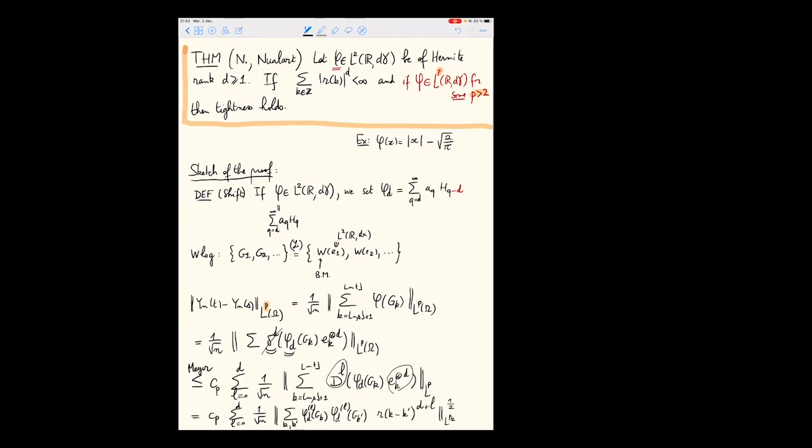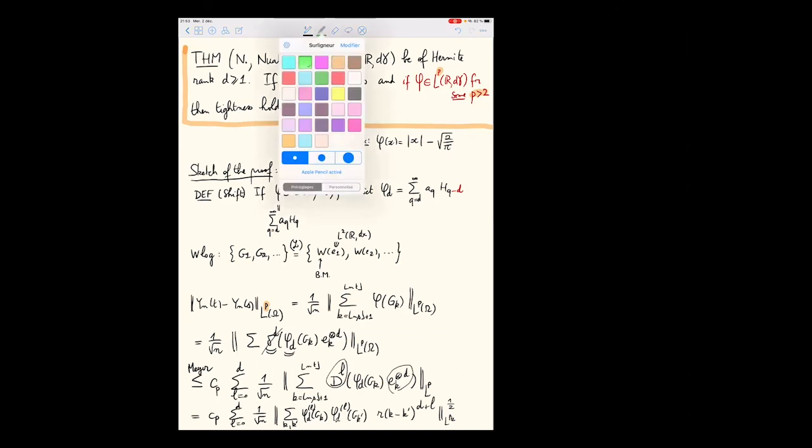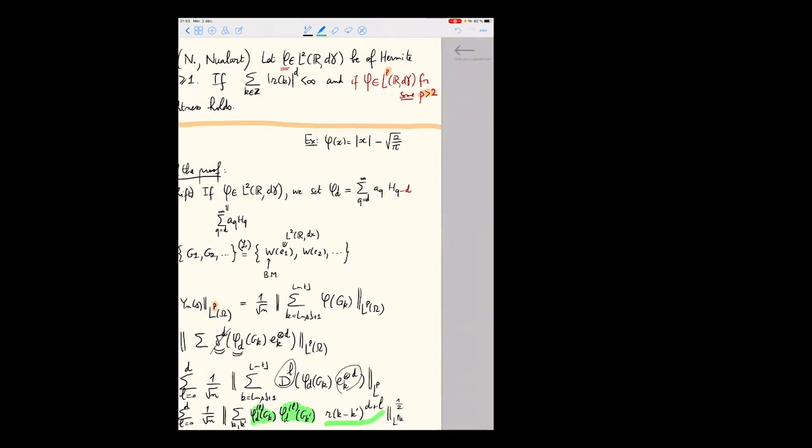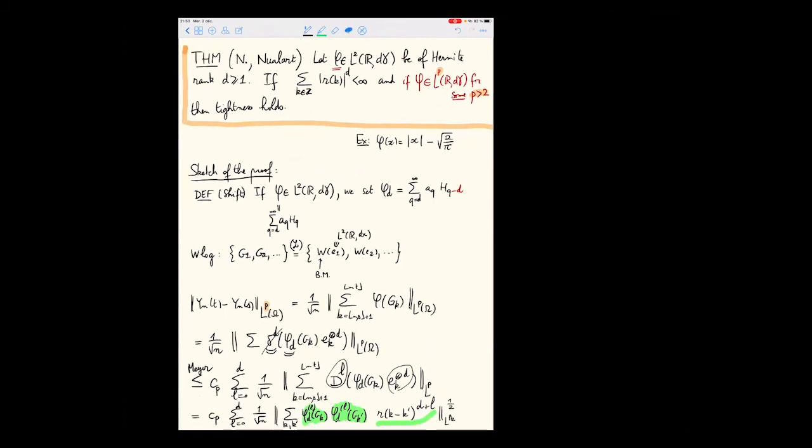Why? Because the only things that are still random here are these two guys. The rest is completely deterministic and completely related to the integrability of R. Okay, so maybe I just keep this. I will put these guys in the next sheet.